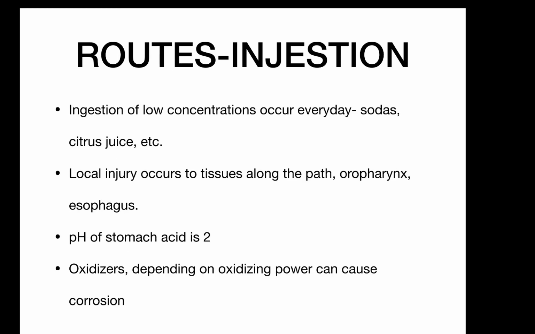Another route is the ingestion. Ingestion of low concentration occurs every day, right? Sodas, citrus juice, Monsters, Bangs, Reigns, all that good stuff. Local injury occurs to tissues along the path, and particularly the oropharynx and the esophagus. Now, the stomach acid has a pH of 2, so it's a pretty strong acid. And oxidizers, depending on the oxidizing power, can cause corrosion within that tissue.